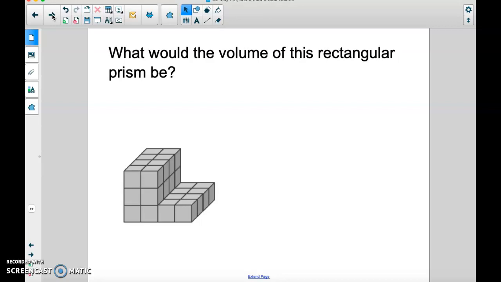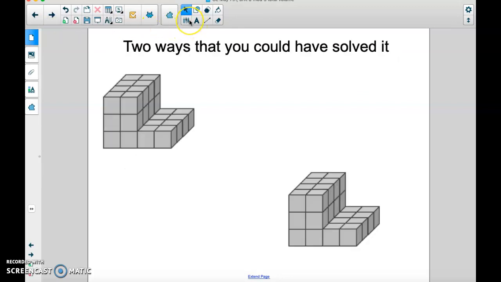Okay. So we don't have a special formula or a special equation to solve something like this, right? But what we can do is break it down into normal shapes that we know how to find the volume for. And that's exactly what we're going to do. So there's two different ways you could have gone about it. There's a whole bunch of different ways. I'm going to talk about two different ways.